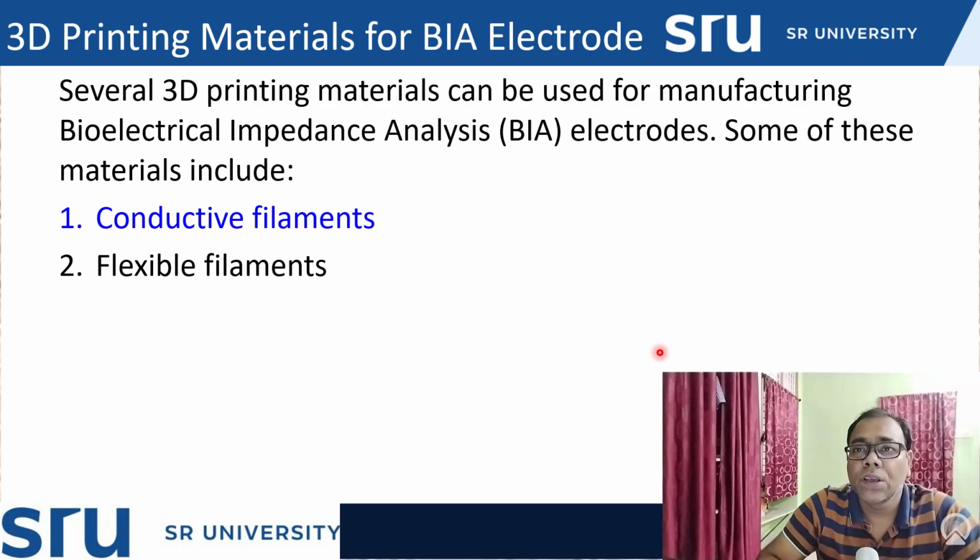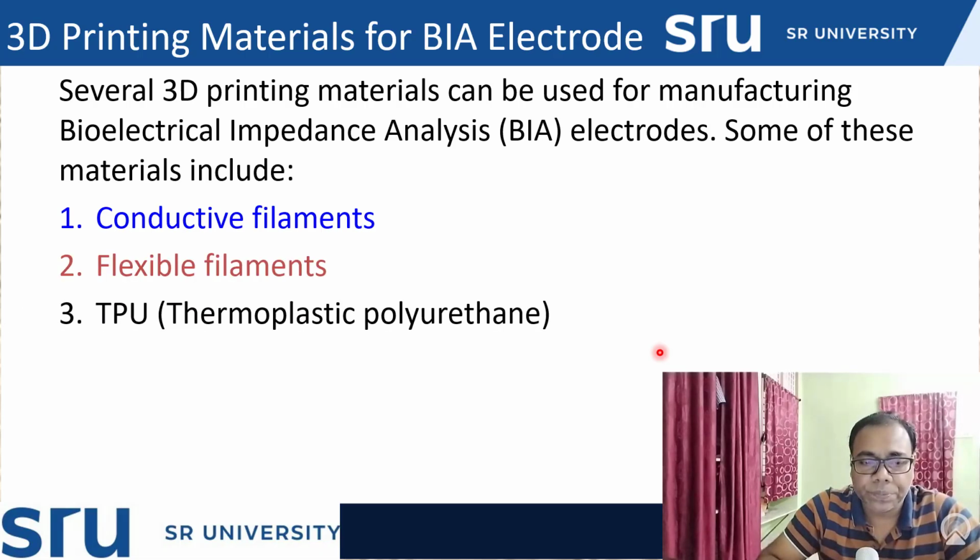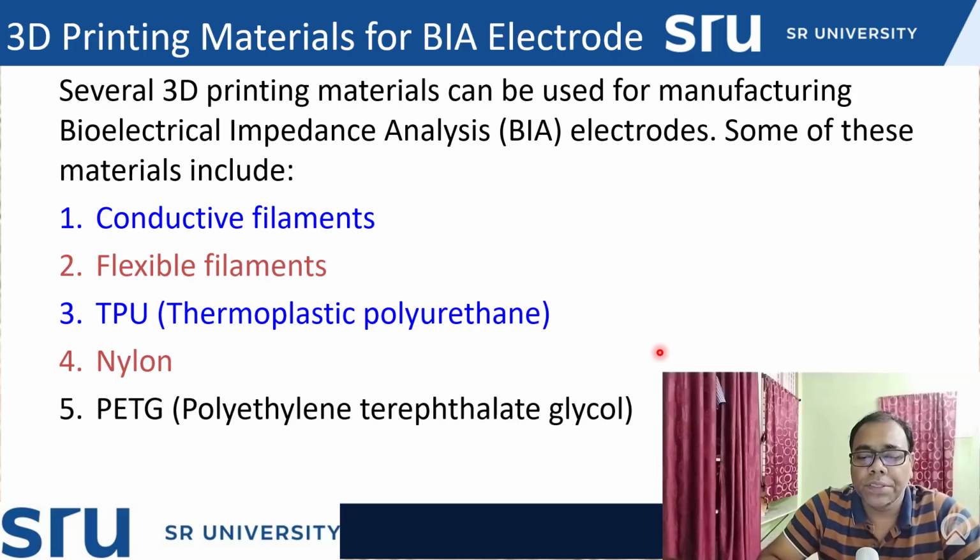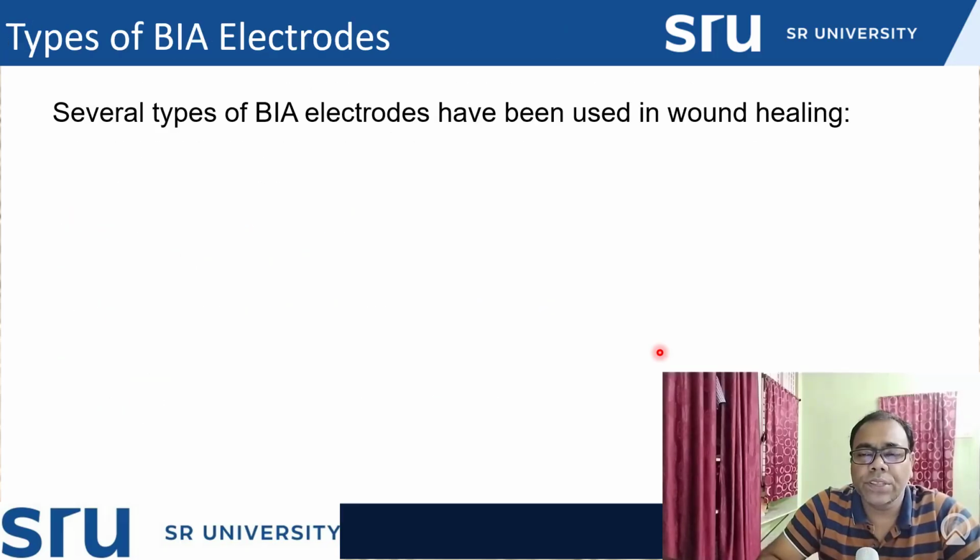Flexible filament means whatever electrode we have manufactured should also be flexible, because during the treatment process some flexibility should be there. There are certain materials like TPU, thermoplastic polyurethane, which are flexible in nature, and these are also non-conductive materials. Similarly, nylons can also be used. Similarly, polyethylene terephthalate glycol, PETG, can be used. So there are different materials available for this.